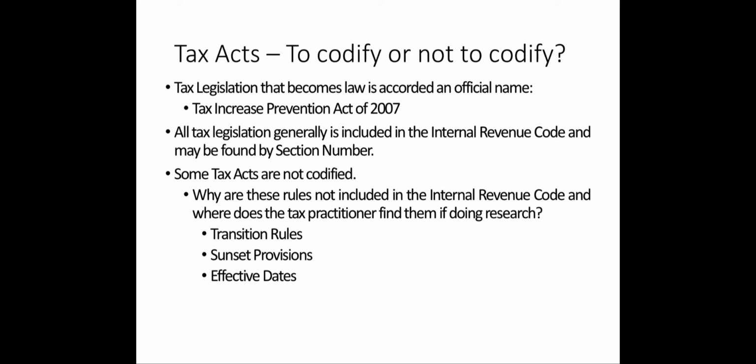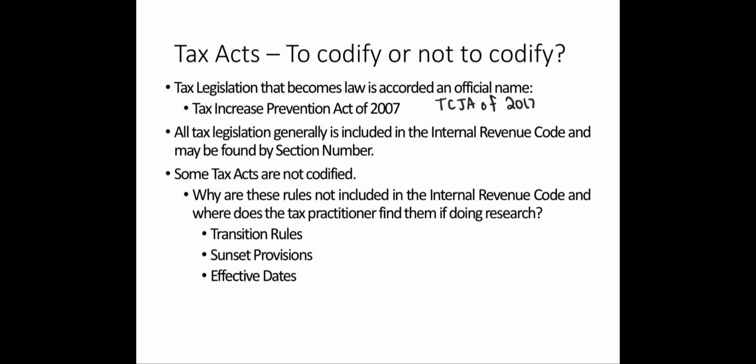All right, so we talked about different bills. And one thing that I wanted to raise is that I said that, okay, once you have a bill that's been passed, then it goes into the code. That's not 100% true. It's only 99% of the time it's true. So, to codify or not to codify. Tax legislation that becomes law is given a name. An example of a bill that was passed was the Tax Increase Prevention Act of 2007. Another example is the Tax Cuts and Jobs Act of 2017. Or the Tax Reform Act of 1986, Tax Reform Act of 1954. Okay, there's different names for different bills.